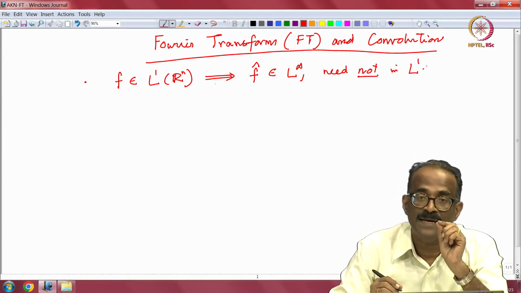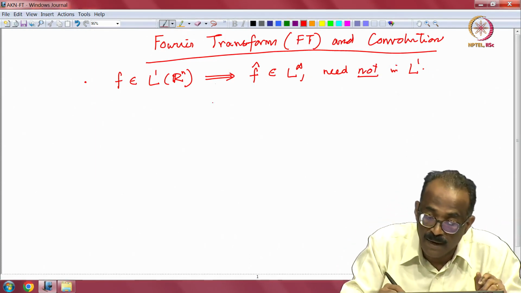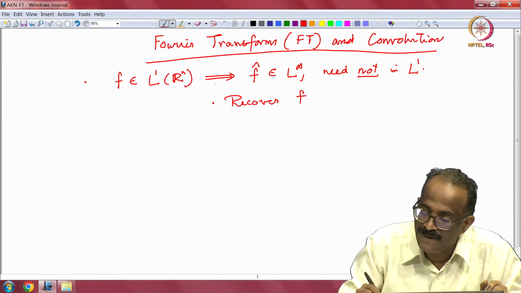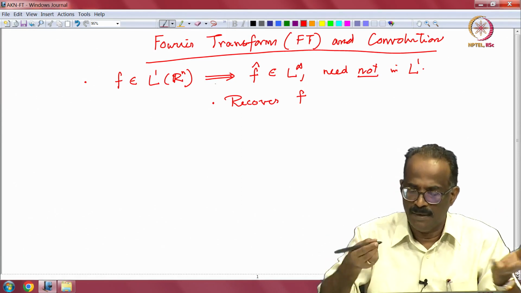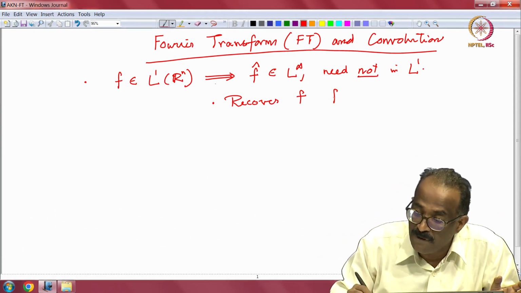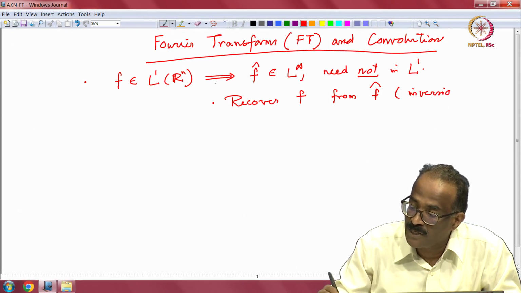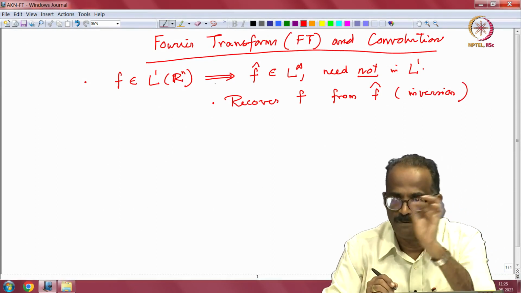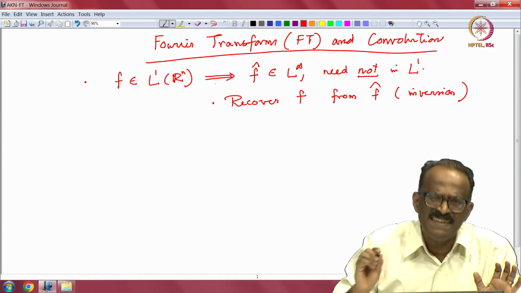So, unless f hat is in L1, we cannot recover f in terms of f hat. The idea is to recover f, in some sense, in some way, via the Fourier transform of f hat. Okay. Recover f from f hat. This is what is called the inversion formula, and hence inversion is not possible immediately for a start with an L1 function, because f hat need not be in L1. So, you cannot get back f immediately. That is one message.